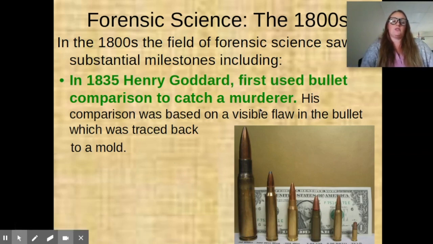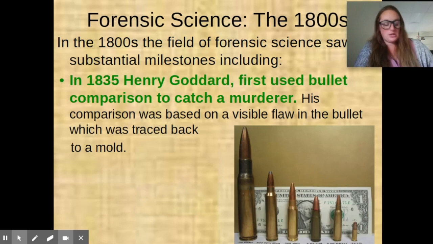So in 1835, Henry Goddard first used bullet comparison to catch a murderer. His comparison was based on a visible flaw in the bullet, which was traced back to the mold, which is similar to what we do with ballistics now. Each gun, even if it's the same type of gun, creates a unique pattern on the bullet when the bullet is fired out of the gun. They're called lands and grooves, and they're unique. They usually have unique notches, and there's also a part of the gun that bangs on the end of the bullet. It's called the breech, and that will leave a unique mark as well. So you are working to match those up.